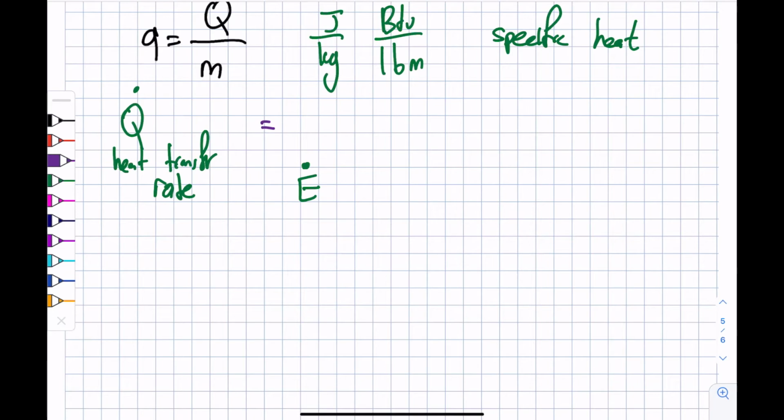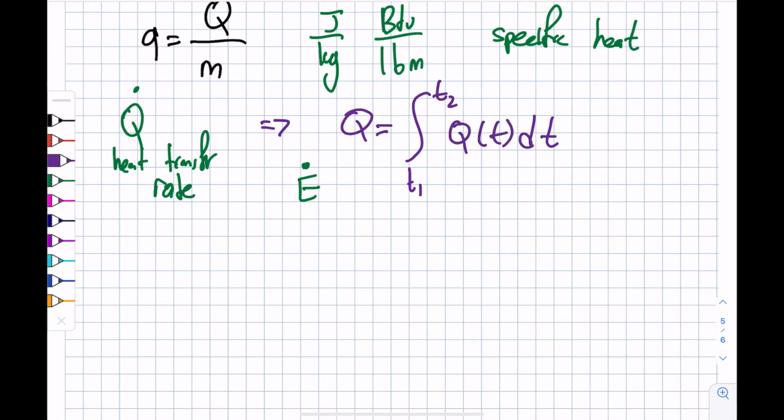What I would like to write now is that this heat transfer rate is variable. So the way to obtain Q will be the integral from time 1 to time 2 of Q dot of t dt. It's the same thing, I'm multiplying Q dot by t. Let's not forget the dot, very important, my bad. Heat transfer rate times time. I'm doing exactly what I said, but on the fancier side. And there may be a case where the heat transfer rate is constant.